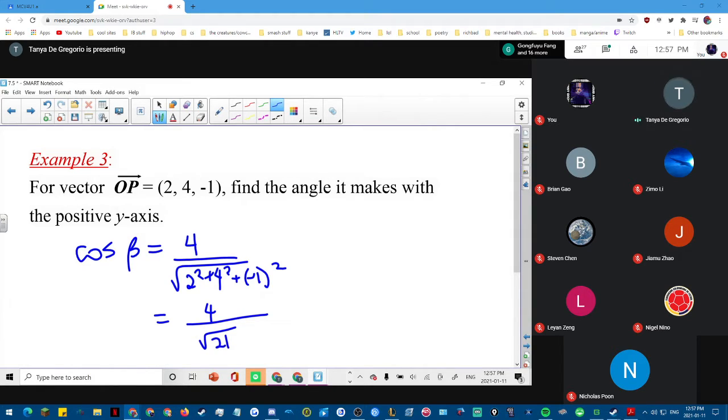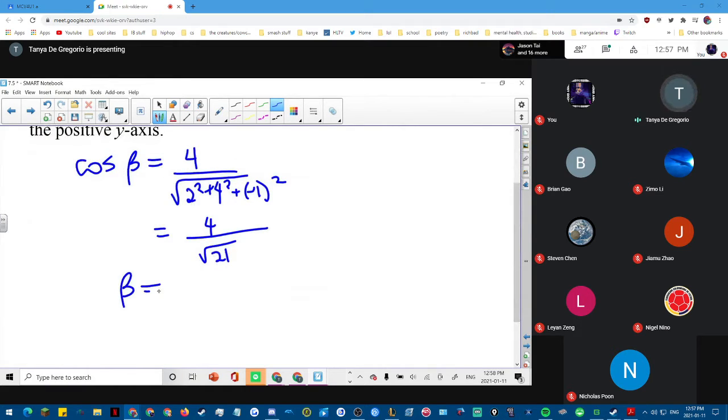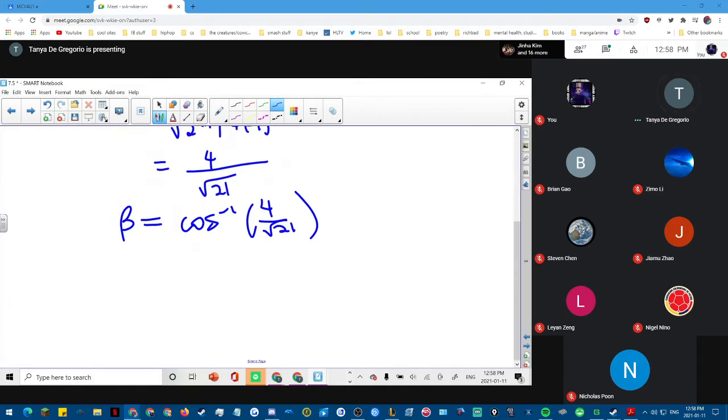Okay. And now we want to know angle beta, so we take the inverse of cos. And what do we get here, guys? Can somebody calculate it for me to 1 decimal place, please? 29.2. Perfect, Nicholas. Thank you very much.